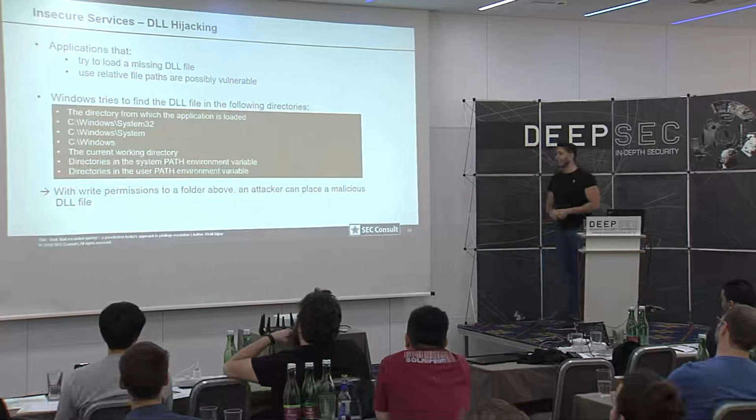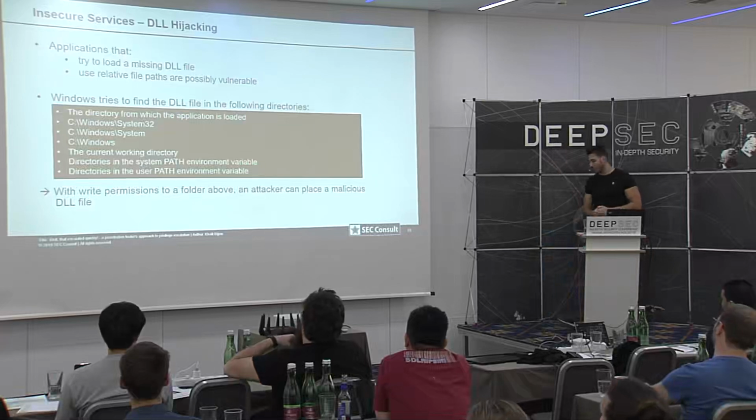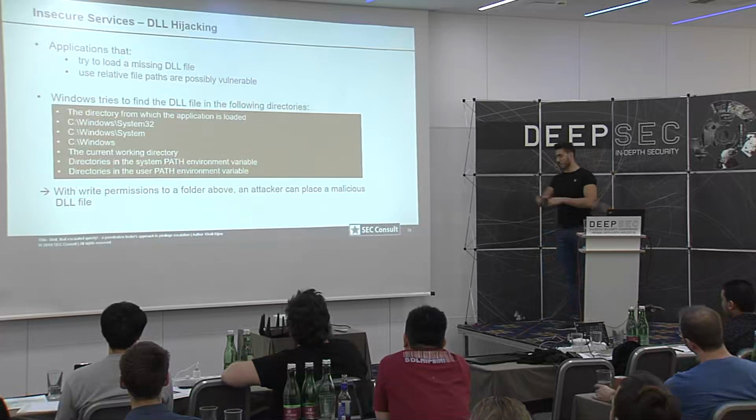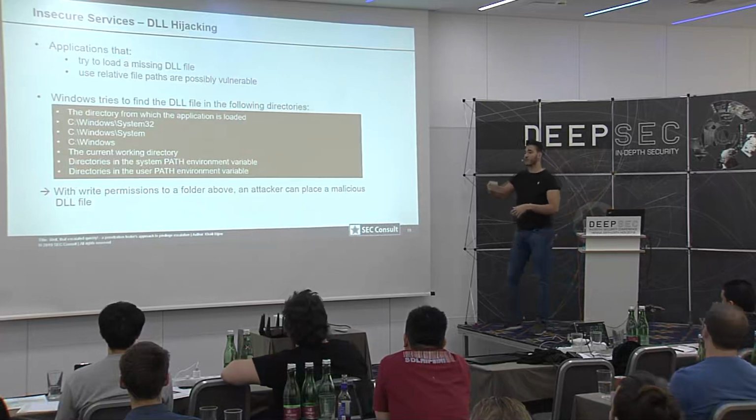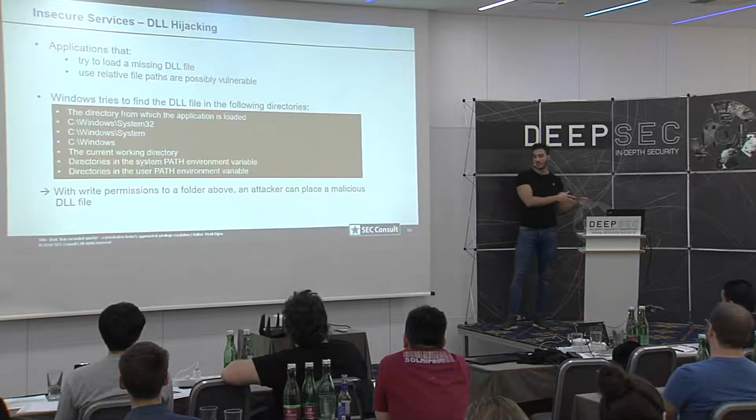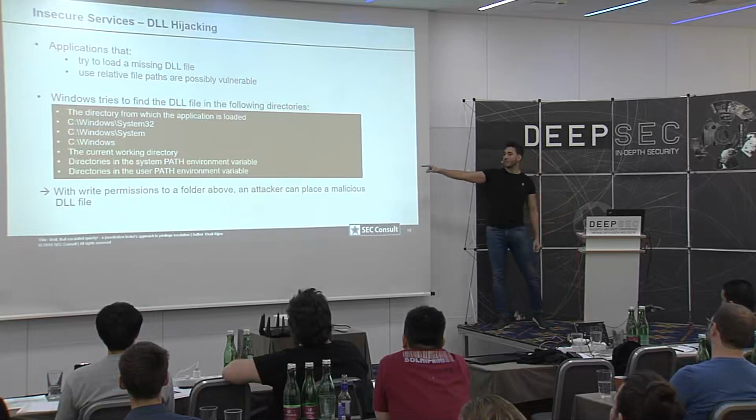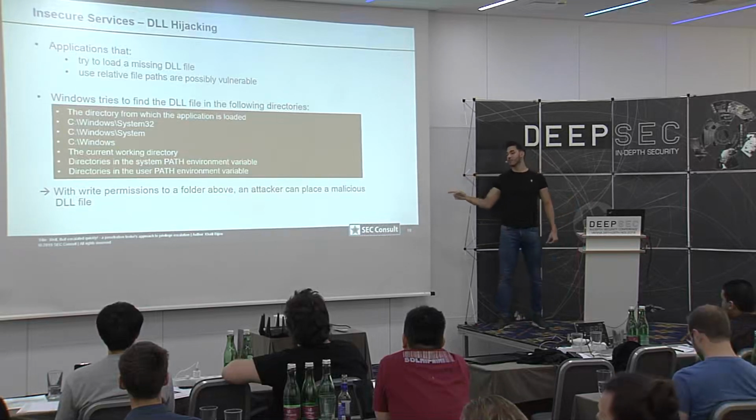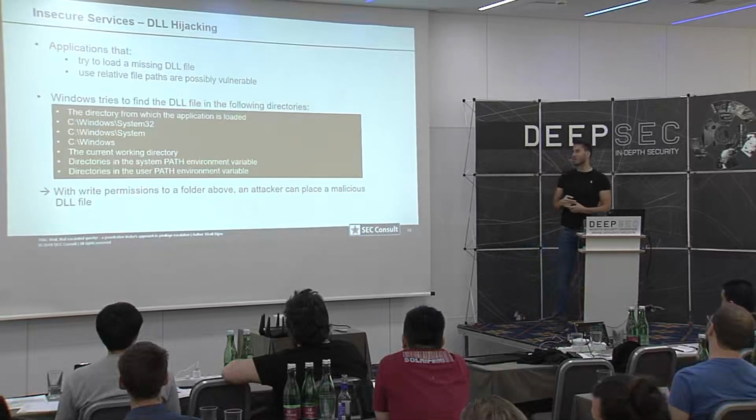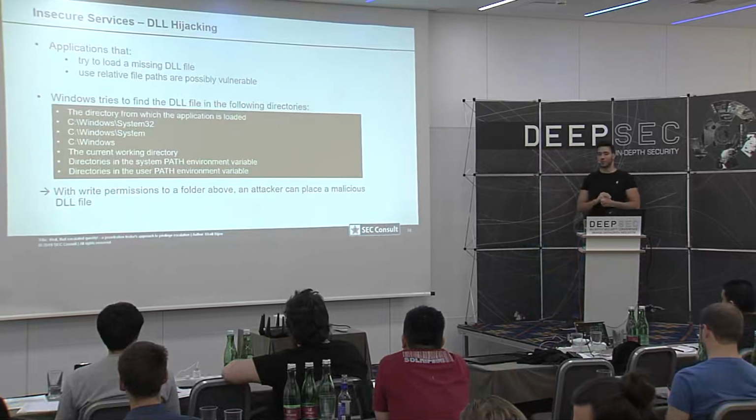Okay. So what is the user path? The user path is the path of the user that's executing the process. So let's say we have a process that runs under system. Windows will try to find the DLL file in the user path of the system user. And it's a default user path, and probably we won't find a directory where we have write access to.